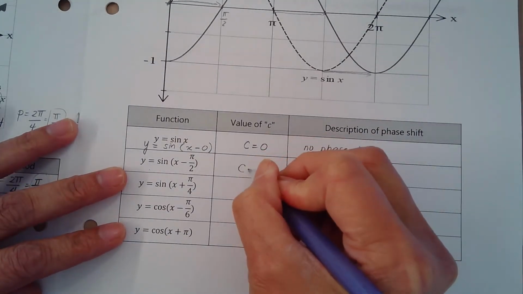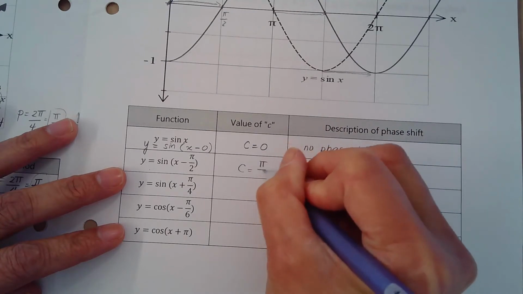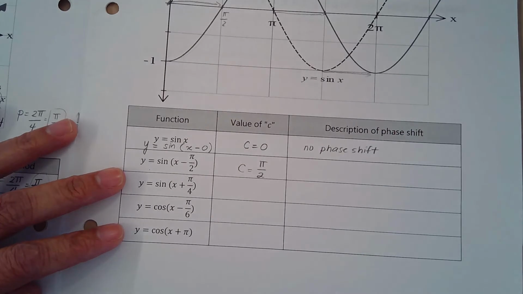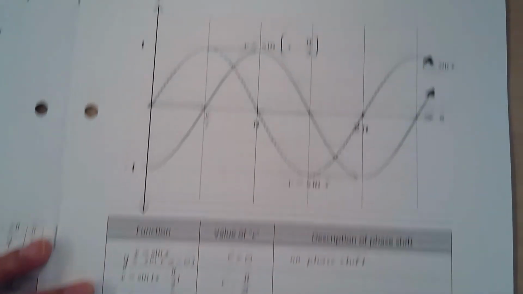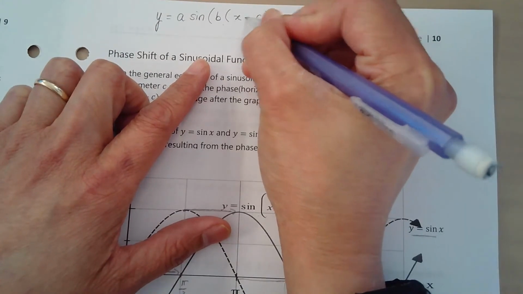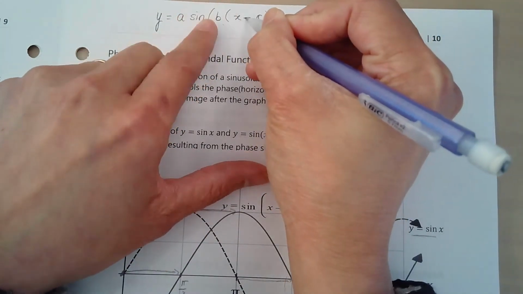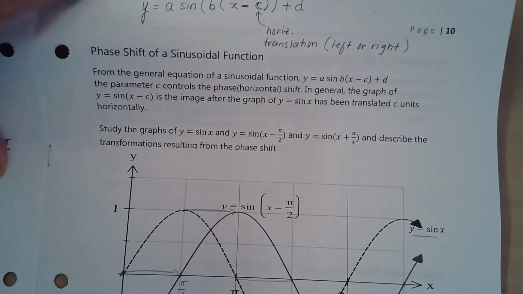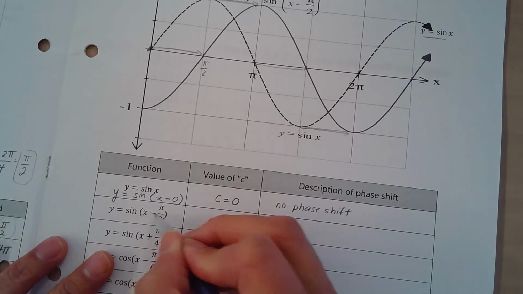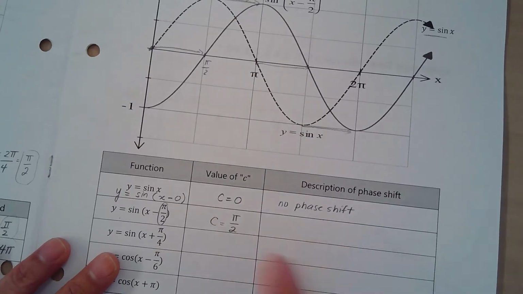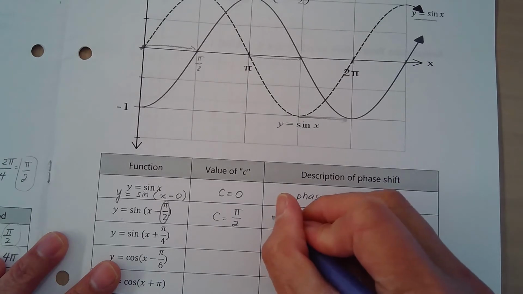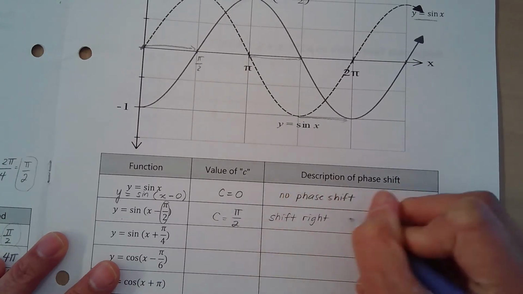Here, what's the value of the c? Pi over 2. Now, why is it pi over 2? Why is it not negative pi over 2? How do we know that? If it was negative, it'd be positive. If you take a look at this one, it's always x minus c. So the minus is already there, and the c is just the pi half. So this is x minus c, and the c is just the pi half. And what does that mean? How do we describe that? Shift right by pi half.